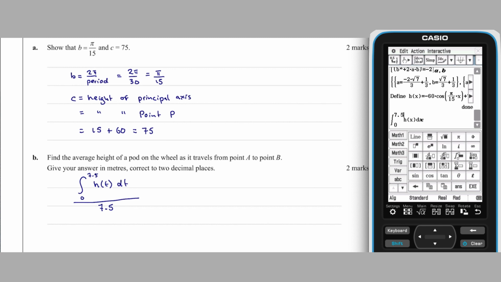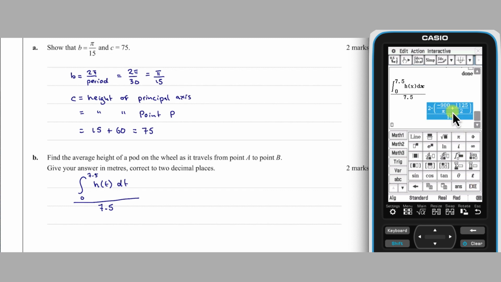Once the definite integral is entered, to divide it by 7.5, I'm going to swipe it, tap the fraction icon and pop in the required denominator. To get that answer to 2 decimal places, tap the exact output, then tap the fraction to decimal key.